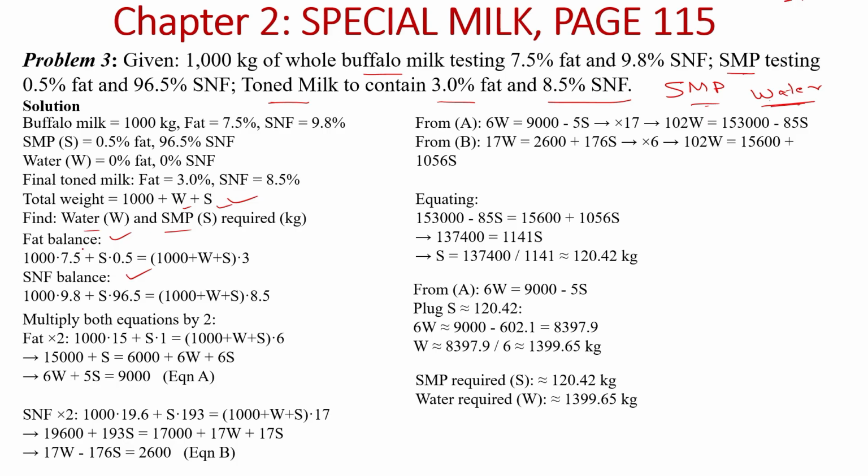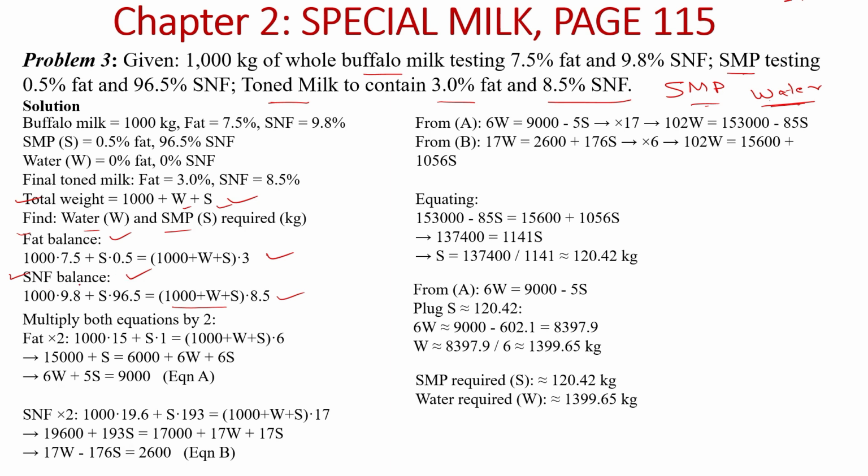If we write the fat balance: 7.5 from buffalo milk plus 0.5 from SMP equals the 3% required in the total toned milk, that is 1000 plus W plus S. So this is the fat balance. Similarly we write the SNF balance: 1000 into 9.8 plus 96.5 into S from SMP equals the total weight of the toned milk into 8.5% SNF required. So we now have three equations: the weight balance, the fat balance, and the SNF balance. This is how we frame three equations for this type of problem.